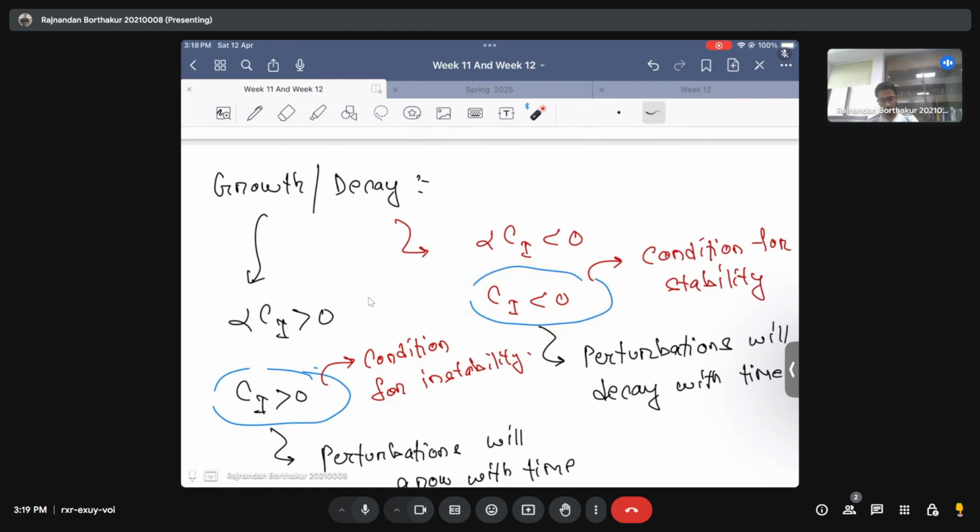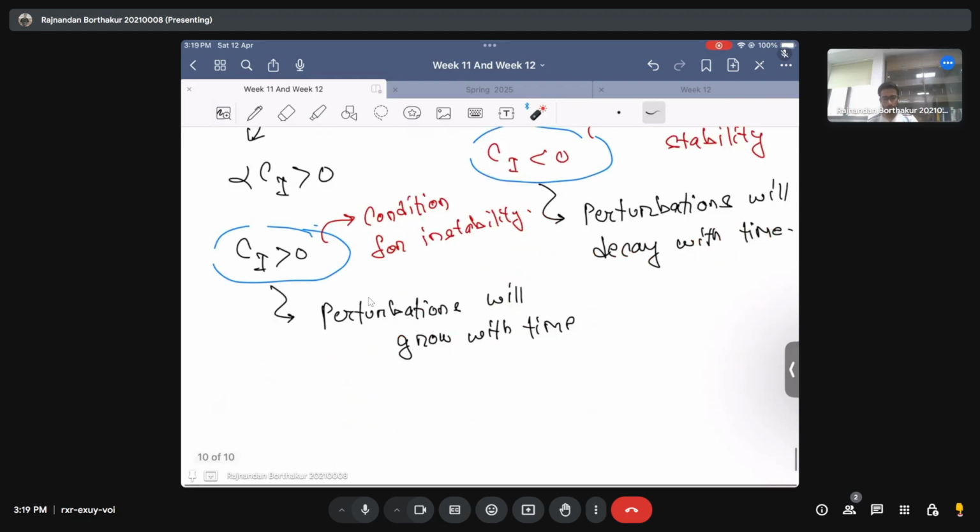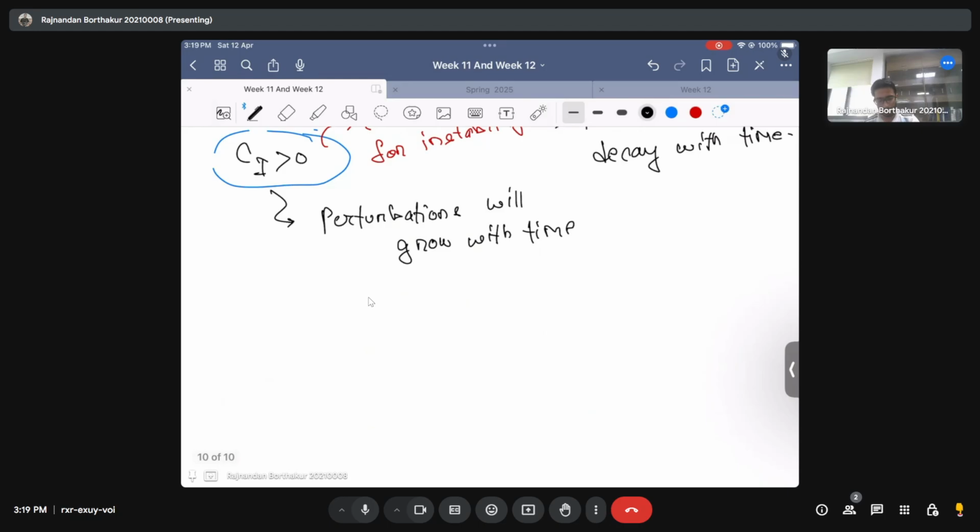On the other hand, the condition for instability, which means that if there are perturbations that are present, and in an extended period of time the perturbations will grow, then the necessary condition is that Ci has to be greater than 0. So these are the two things that we saw, and this is where we ended our discussion in the last class.